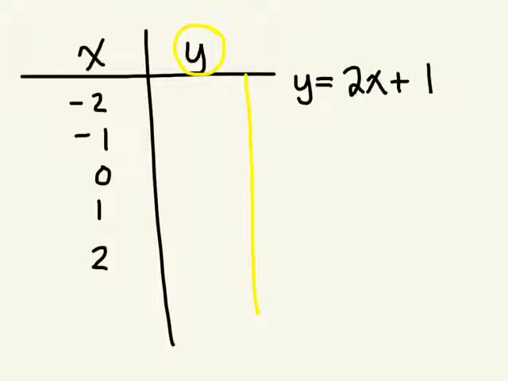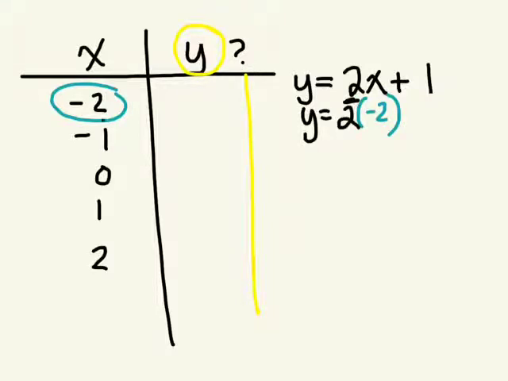That's the equation. So to figure out y, I'm going to take the number 2 and multiply it by the first x value, negative 2. So to find the first one, we're going to do y equals 2 times negative 2, plus 1. 2 times negative 2 is negative 4, plus 1. Negative 4 plus 1 equals negative 3.